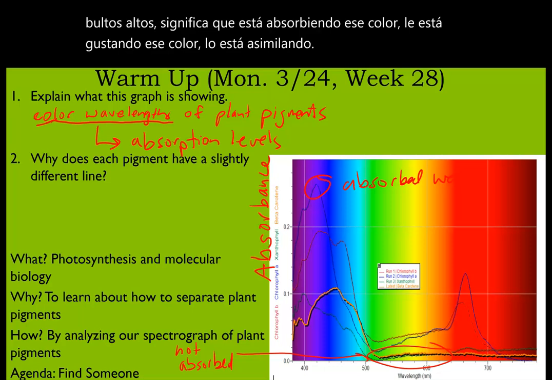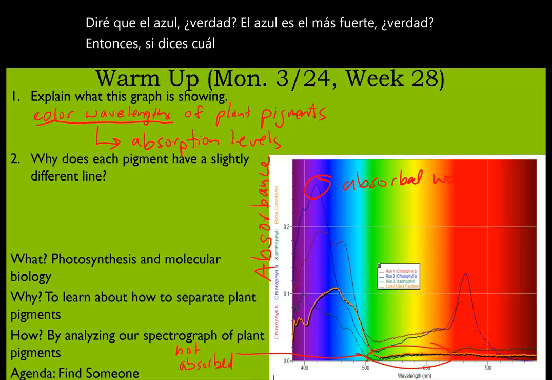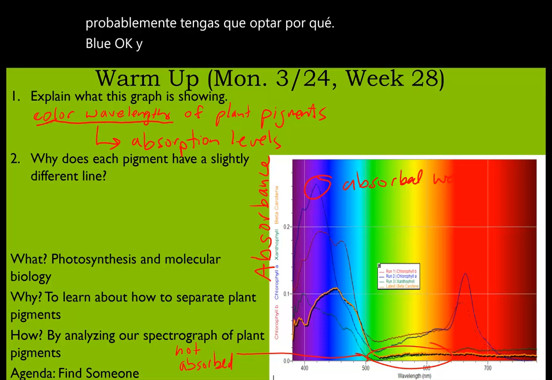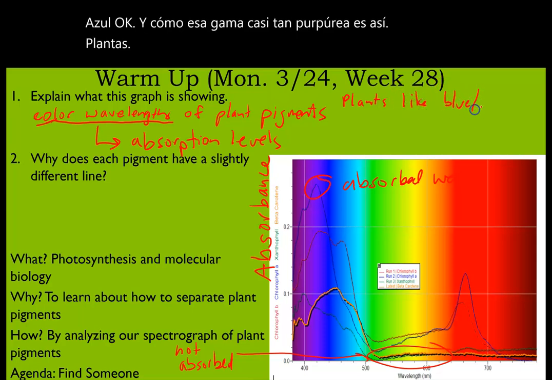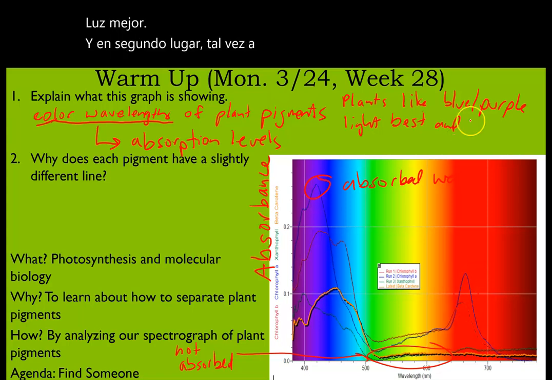I would say the blue, right? The blue is the strongest one, right? So if you say, what is the favorite color of plants, you probably got to go with what? Blue. Okay, and kind of that almost purpley range, right? So plants like blue, we'll say blue purple or blue violet, like best. And a close second, well, maybe a distant second, is orange red. We'll say red orange based on this evidence.